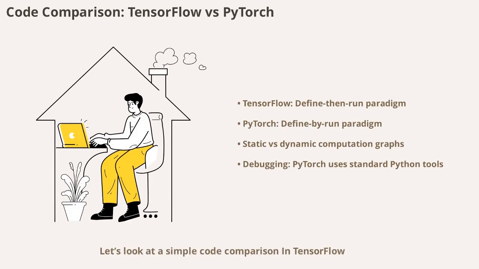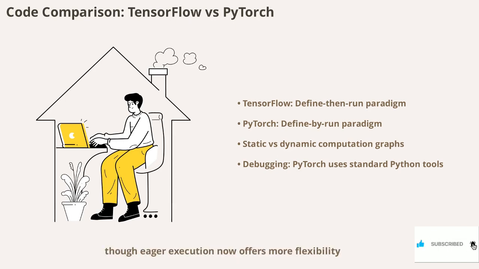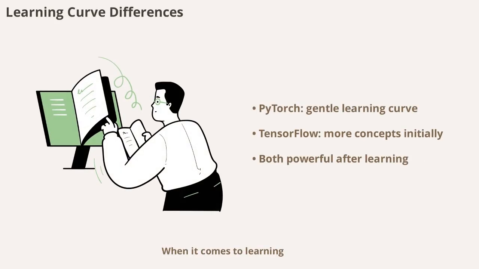Let's look at a simple code comparison. In TensorFlow, you typically define your computation graph up front, then execute it. In PyTorch, you build the computation as you run your code, making it feel more like standard Python. This difference affects how you debug and experiment. PyTorch allows you to use standard Python debuggers, while TensorFlow has its own tools, though eager execution now offers more flexibility.